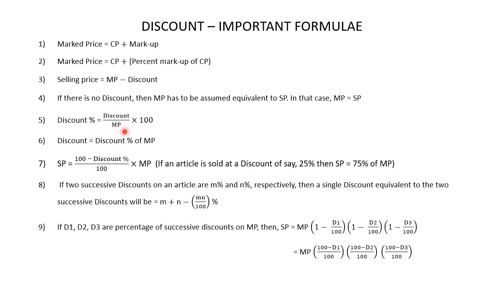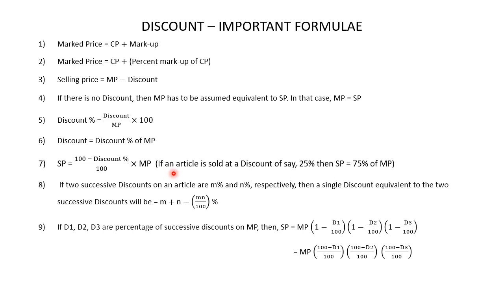Discount percent is equal to discount divided by marked price multiplied by 100. Now you know that discount is calculated on the marked price. So always remember that discount percent will be equal to discount divided by marked price multiplied by 100. Discount is equal to discount percent of marked price. Selling price is equal to 100 minus discount percent divided by 100 multiplied by marked price.